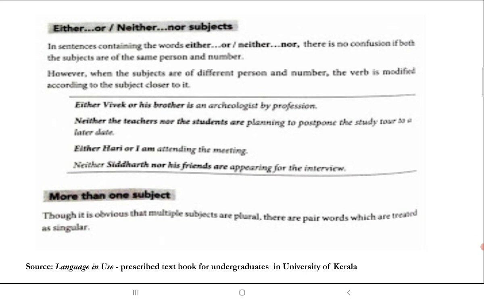Either Hari or I am attending the meeting. So here I is the subject and so the verb is am. Then, neither Siddharth nor his friends are appearing for the interview.